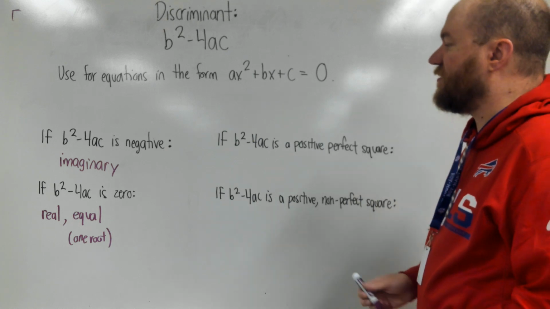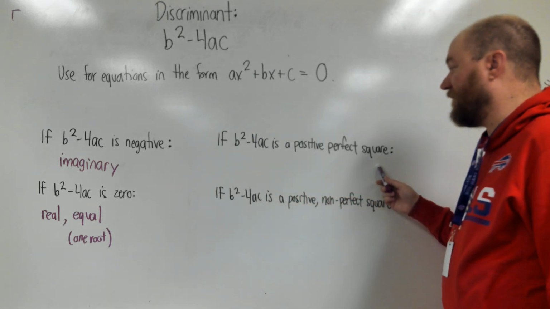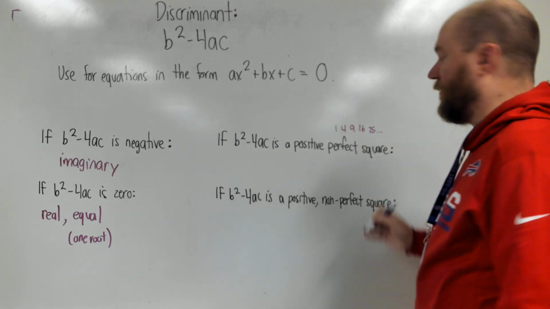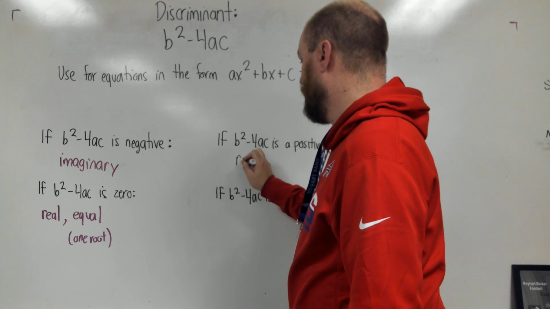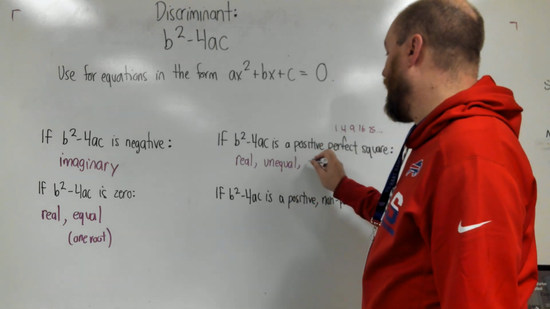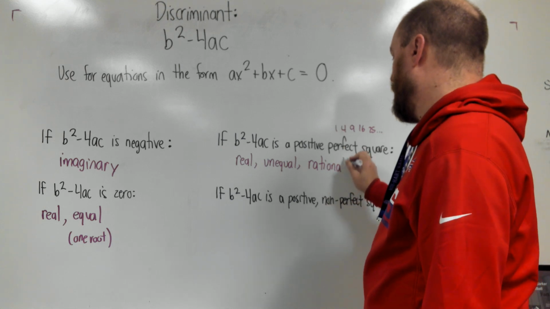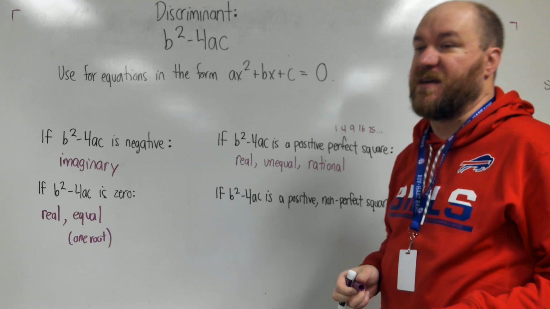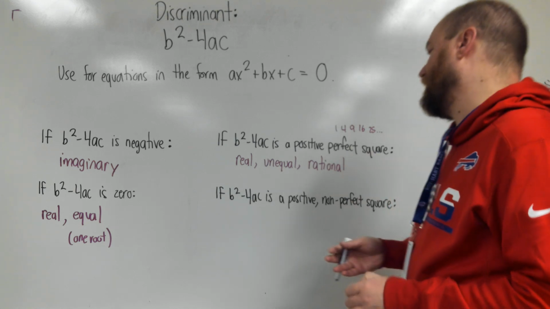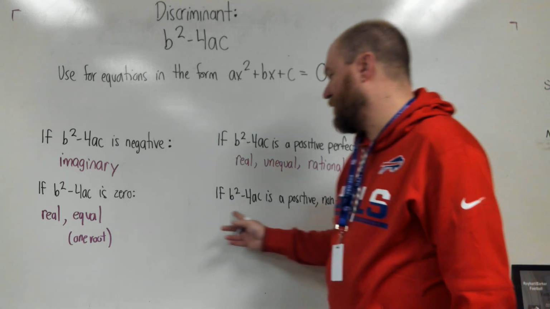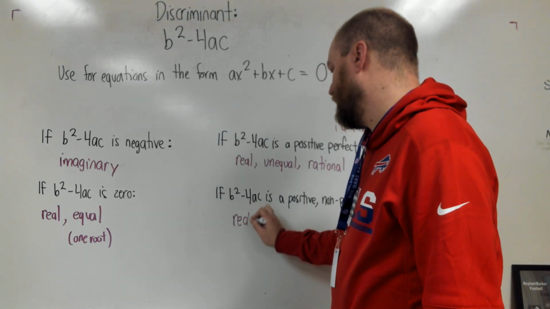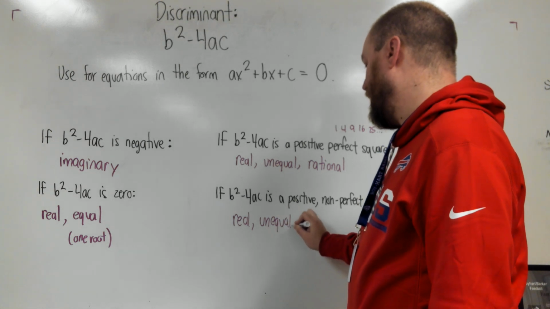And then the last two situations: if b squared minus 4ac is positive and it's a perfect square, like 1, 4, 9, 16, 25, and so on, then we know our roots are real, unequal, which means there's going to be two different ones, and rational. Remember, a rational number is a decimal that ends or repeats. Or another way to say it, a rational number is a number that can be represented by a fraction. And finally, if b squared minus 4ac is positive and not a perfect square, then our roots are going to be real, unequal, and irrational.